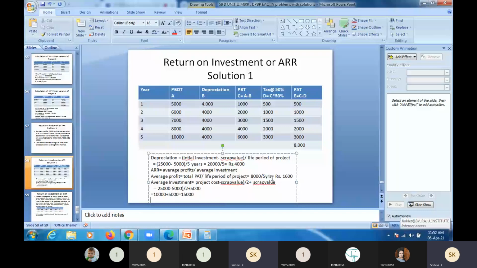So now substitute in the formula. ARR is equal to 1,600 divided by 15,000. That is equal to 0.1067 you will get. Convert this into percentage. 10.67%. So this is how you are going to calculate the average rate of returns.